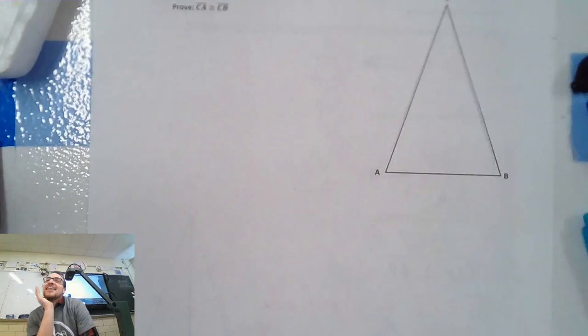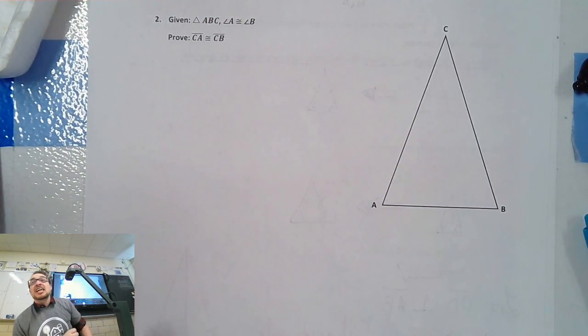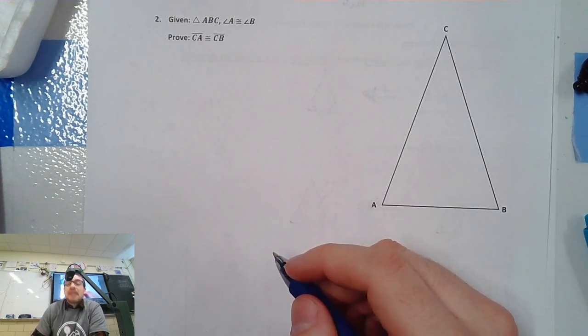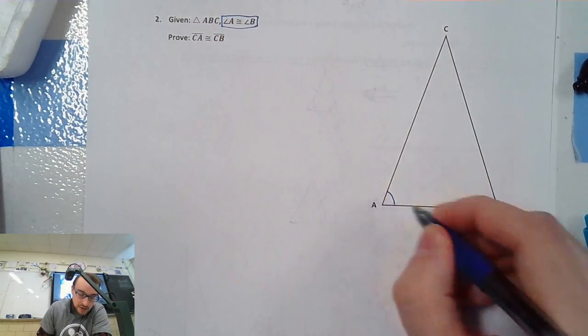All right, campers. Number two. It's the same thing, except instead of giving us the sides, what did they give us? Try again. Angles. Maddie, you're on fire. You're like Australia. Whoa.